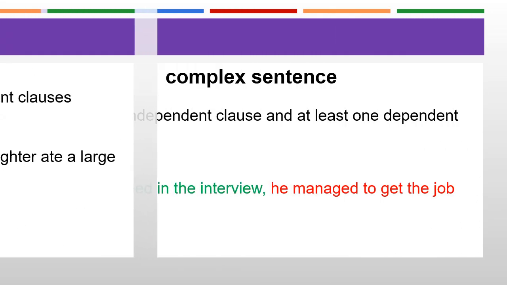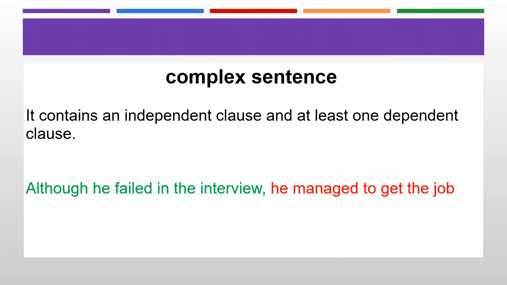Another structure is a complex sentence. It contains an independent clause and at least one dependent clause. In this sentence, the words written in green, although he failed in the interview, do not convey a complete idea and have a subordinator, although. That is why this is a subordinate clause. And the words written in red can stand alone as a meaningful sentence. That is why they form an independent clause.